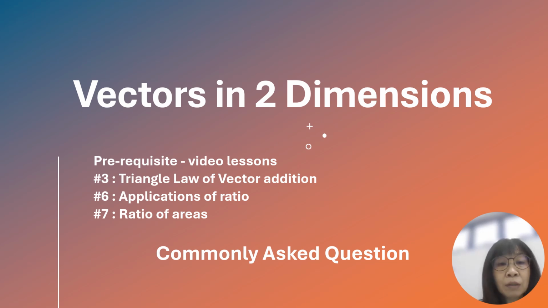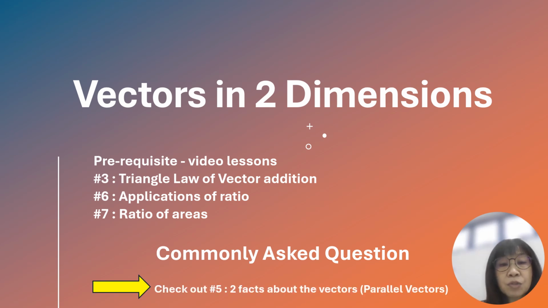What I will not cover in this question will be those involving parallel vectors, asking you to write the two facts about vectors or to prove that any given 3 points lie on a straight line, or in another word, to prove that they are collinear. So if you want to find out a little bit more on this topic, you can check out my video lesson number 5. All right, let's begin.